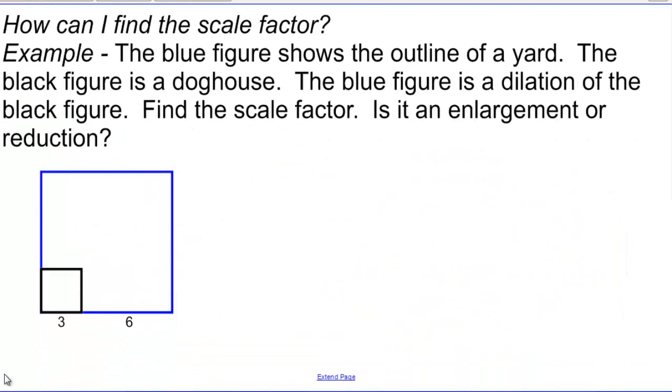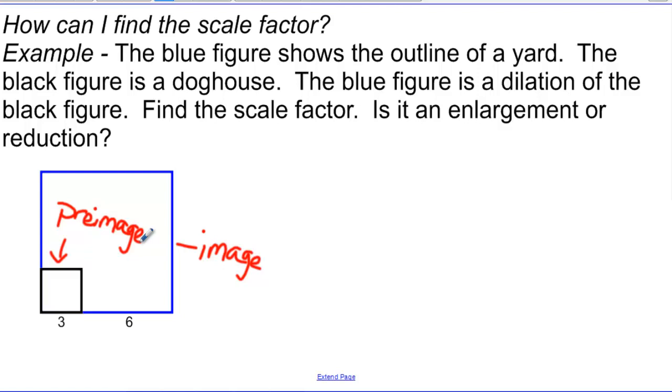So here it says the blue figure shows the outline of a yard and the black figure is a doghouse. The blue figure is a dilation of the black figure. So the blue figure is the image. So I'm just going to label that now so I don't forget. This is the image, which means that the black figure is the pre-image. So the blue figure is a dilation of the black figure. Find the scale factor and then say whether it's an enlargement or reduction.